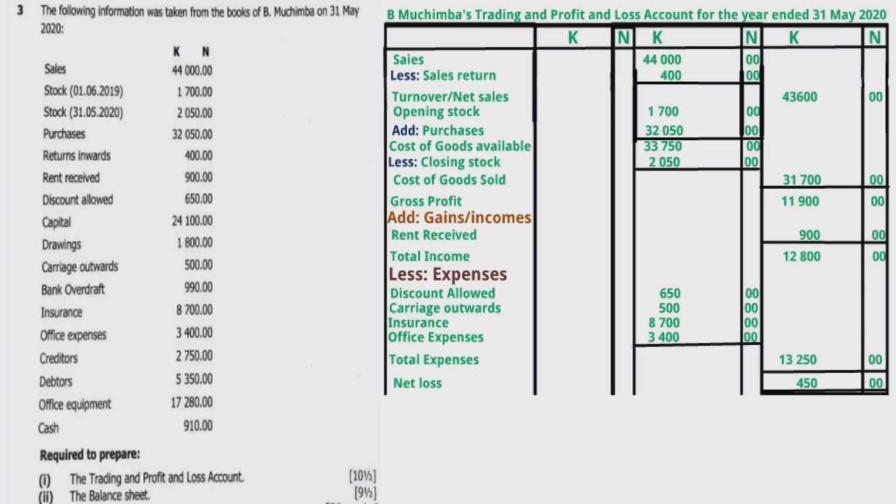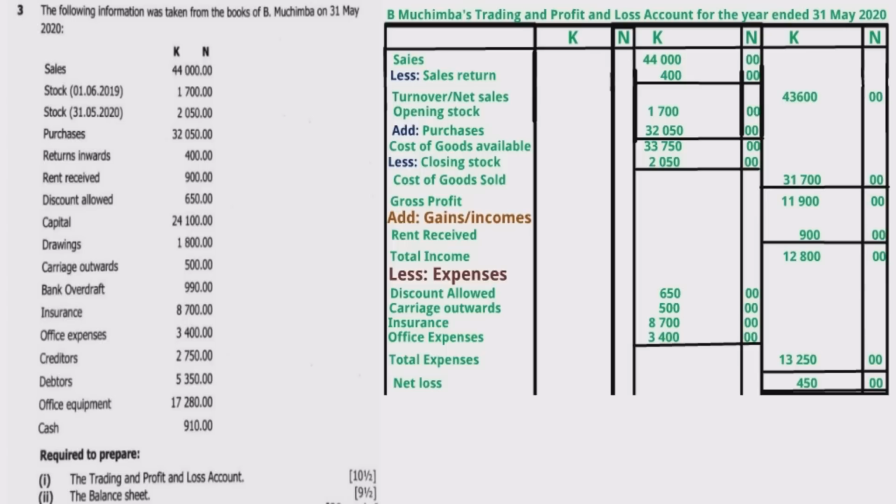Now, I want you also to take note of this 450 kwacha as the net loss, as we are going to use it when we are preparing the balance sheet. Okay, as we prepare the balance sheet, we are going to use the net loss. So please take note of it. If you have a paper, please record it on the paper as we go to prepare Mr. B Mchimba's balance sheet.